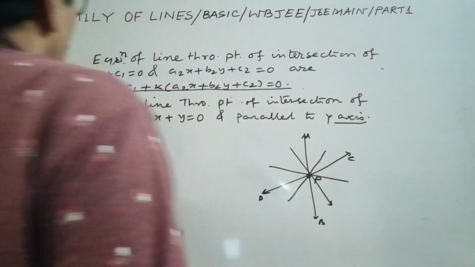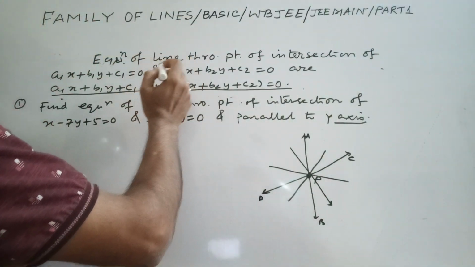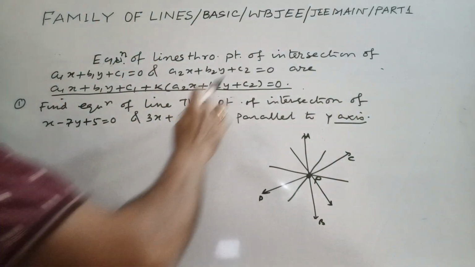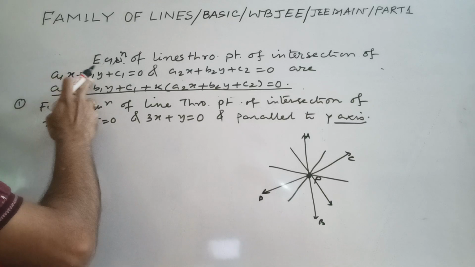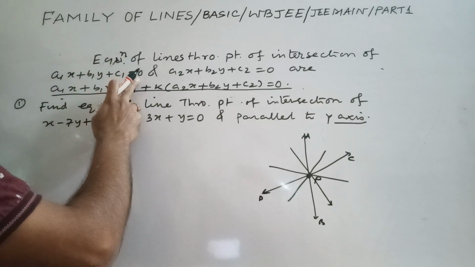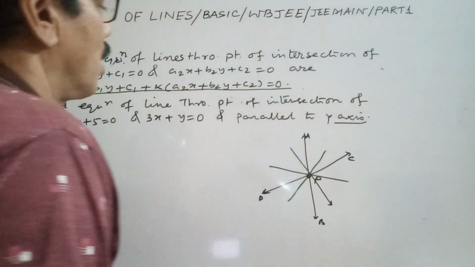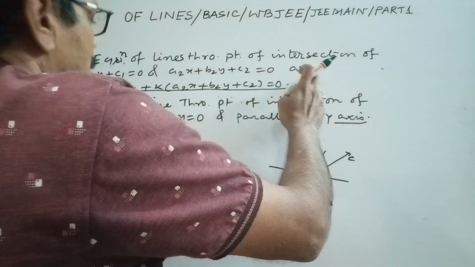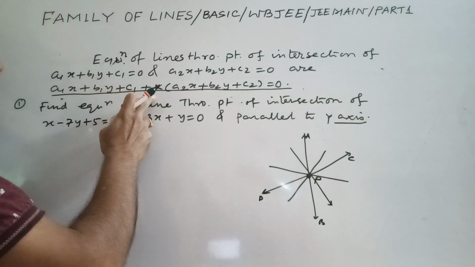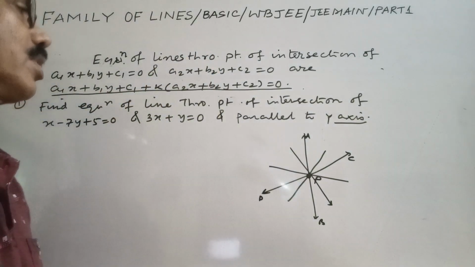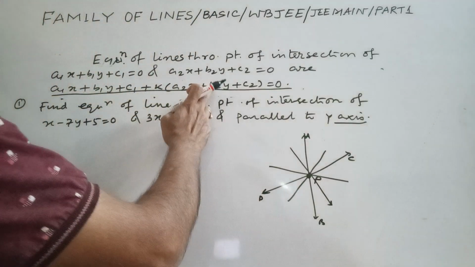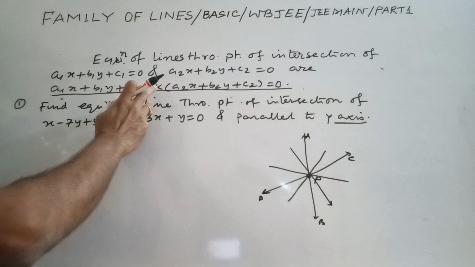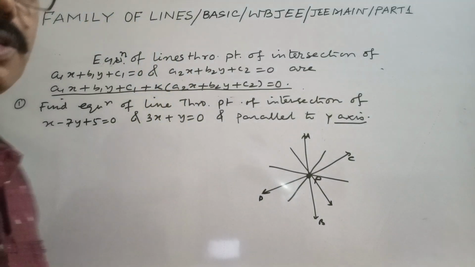So, what is our theory? The equation of lines through the point of intersection of two intersecting lines a1x plus b1y plus c1 equals 0 and a2x plus b2y plus c2 equals 0 is the first equation plus k times the second equation, where k is any constant. You can also interchange them: the second equation plus k times the first equation.